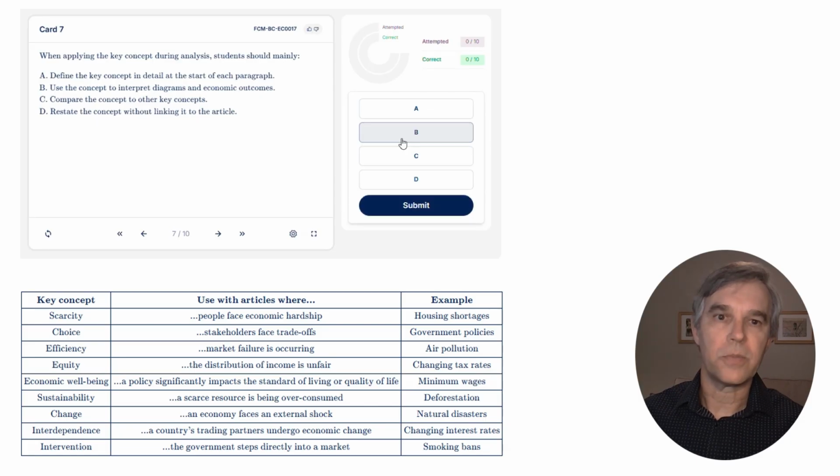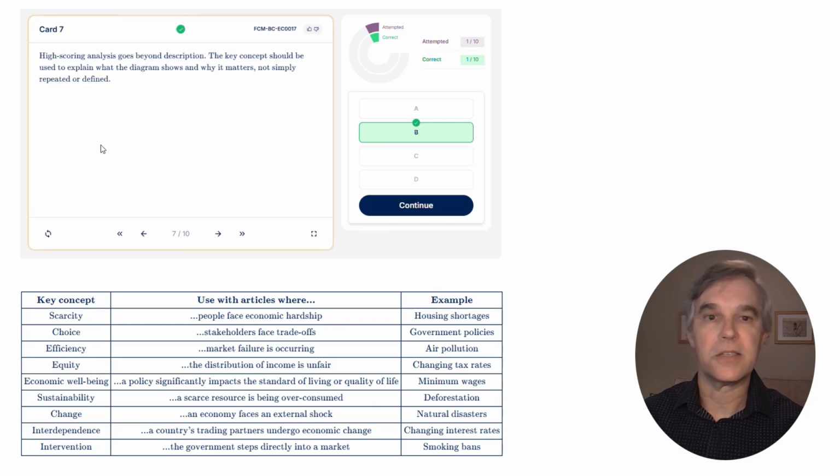By going through the provided materials, you will understand what it takes to produce a commentary that is tailored to the chosen article and key concept. And you will know exactly how to make logical arguments to show your understanding of economic theory.